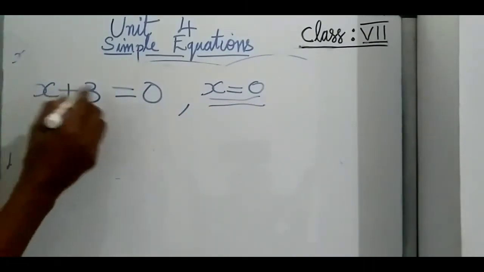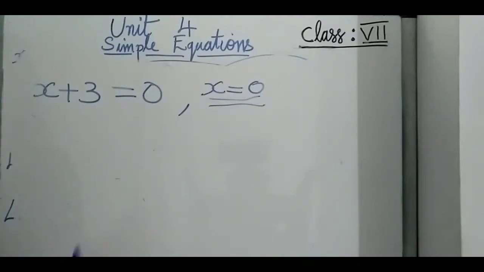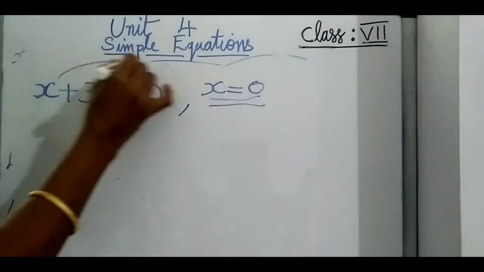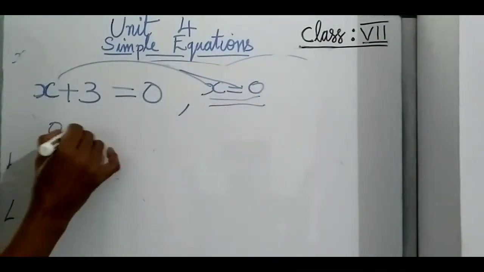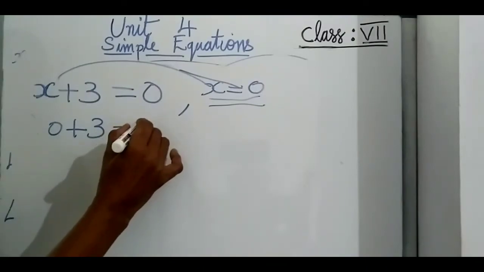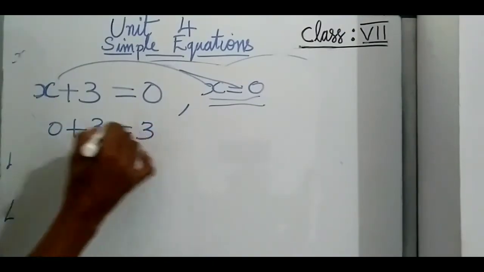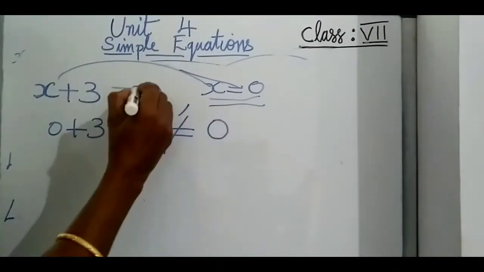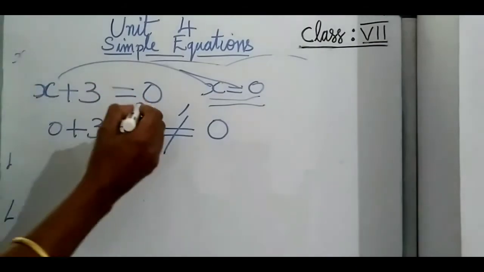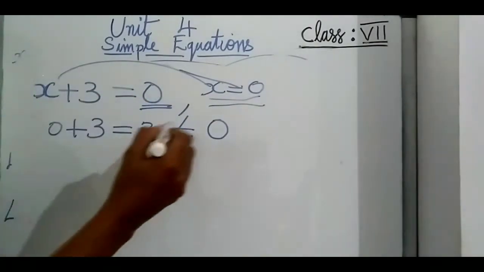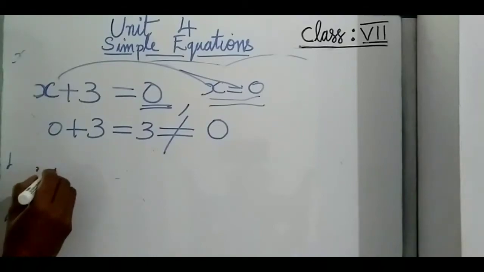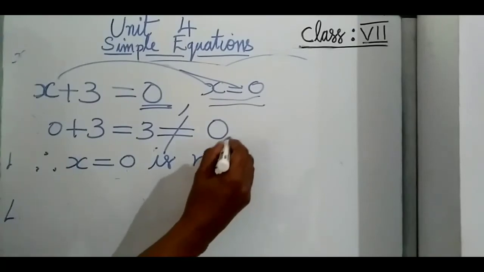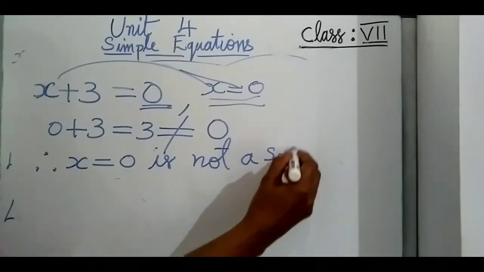So the equation is given, x plus 3 equal to 0. How can we check? Instead of x, you have to apply the value 0. So 0 plus 3. What is the answer? 0 plus 3 means 3. This is not equal to our RHS 0. This is the RHS value. RHS side, what is the value? 0. That is not equal to 3. Therefore, x equal to 0 is not a solution.